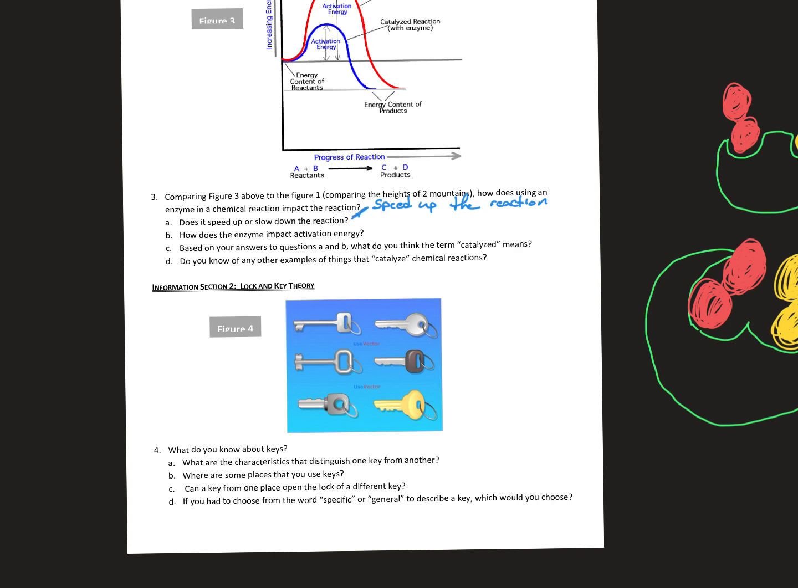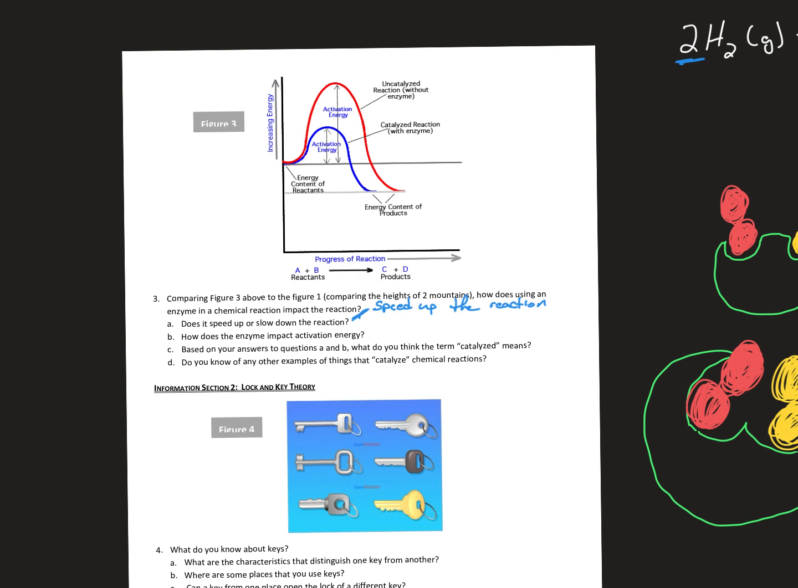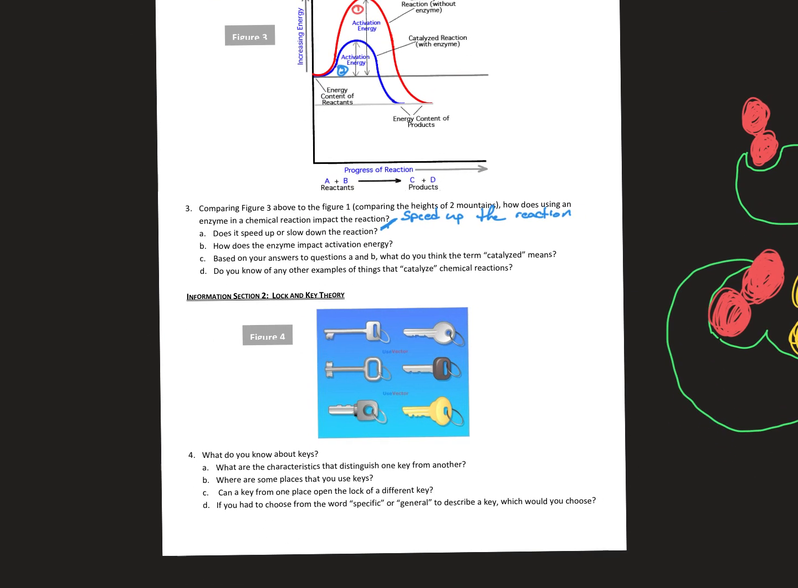So that's this answer. How does the enzyme impact activation energy? It lowers the activation energy. And if you're wondering how I know that, it shows it right here. The activation energy was here at number 1, but now it's at 2, right? So the height of that hill is much lower. So it's, again, reading the chart, reading the graph, and seeing what the impact of that graph is.